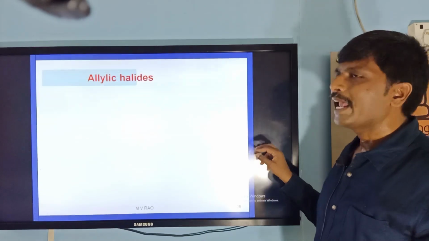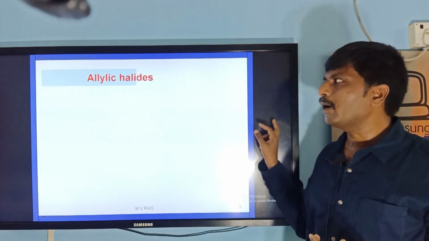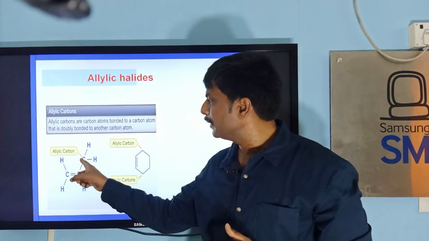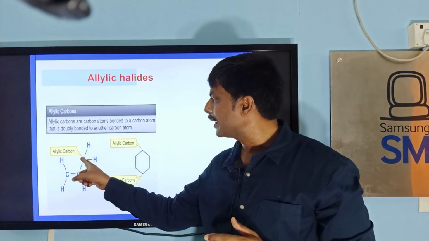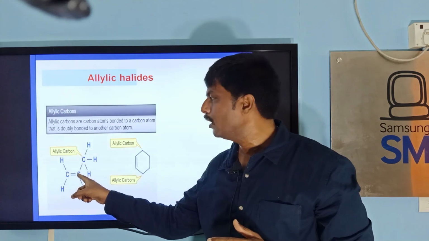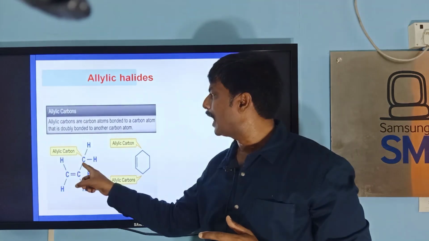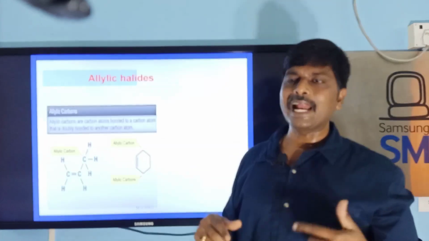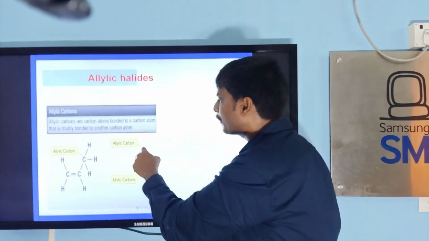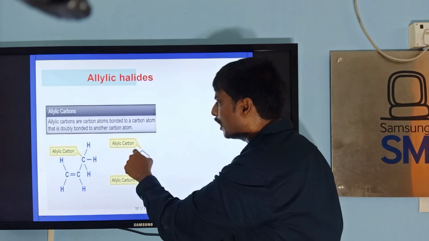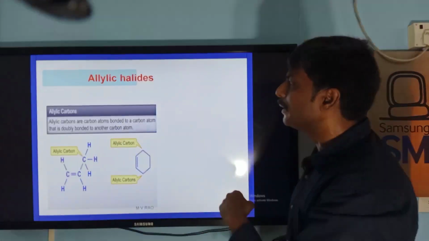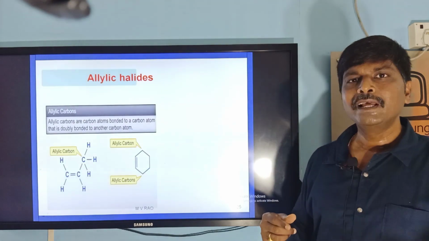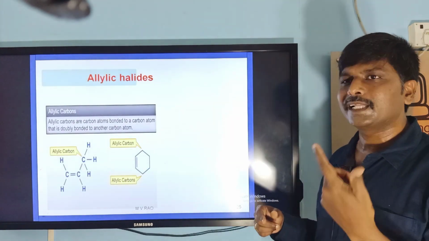Next we will see allylic halide. What is meant by allylic carbon? Allylic carbon means this carbon is called allylic carbon because it is attached to a double bond carbon. If a carbon is attached to a double bond carbon, then it is called allylic carbon. Allylic carbons are carbon atoms bonded to a carbon atom that is doubly bonded to another carbon atom.